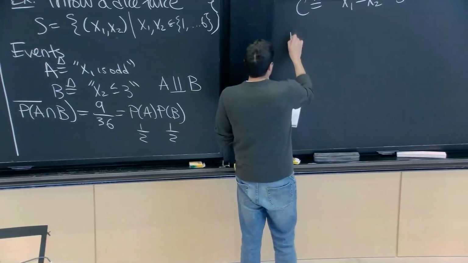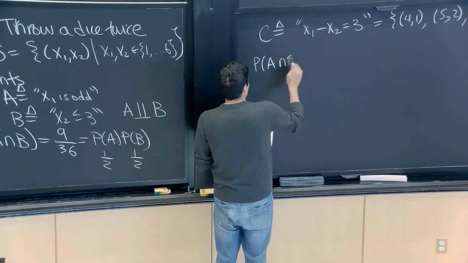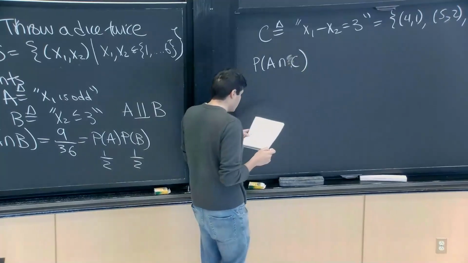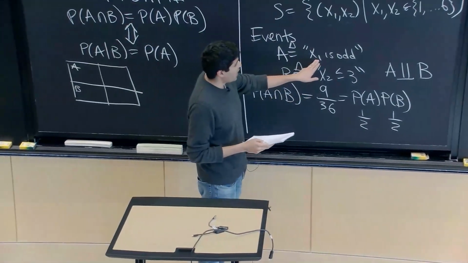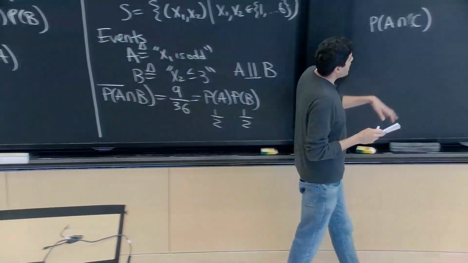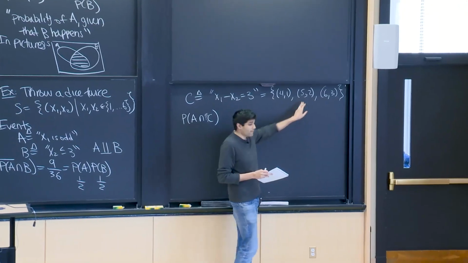And we can look at the same type of thing. Let's look at our definition for independence. Let's look at the probability that A and C both happen. So what was A? x1 is odd. And there's only one possibility on my list where x1 is odd and C happens.